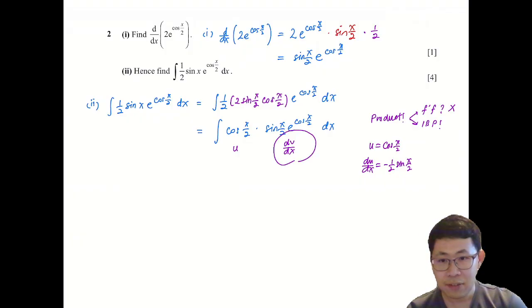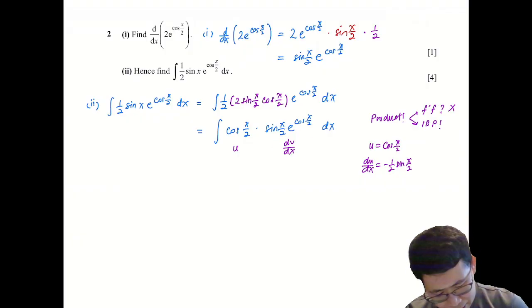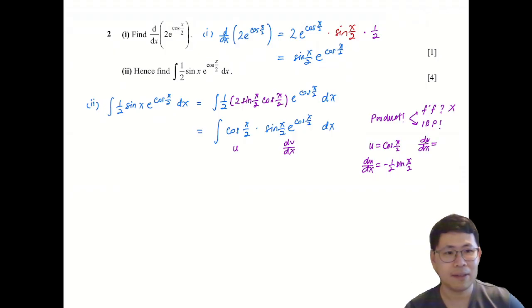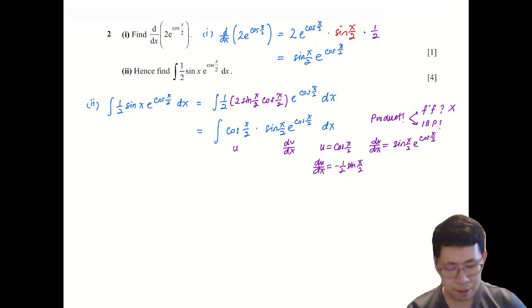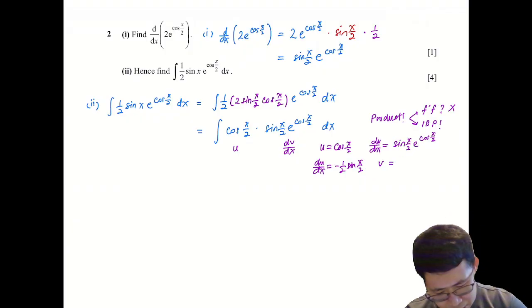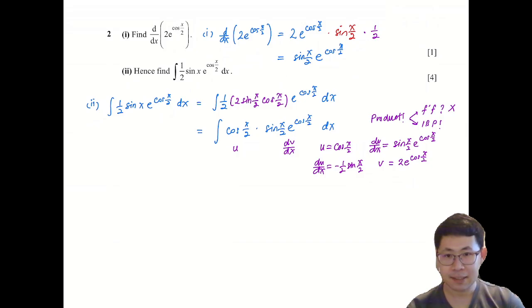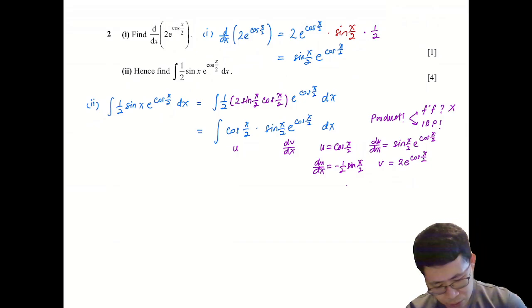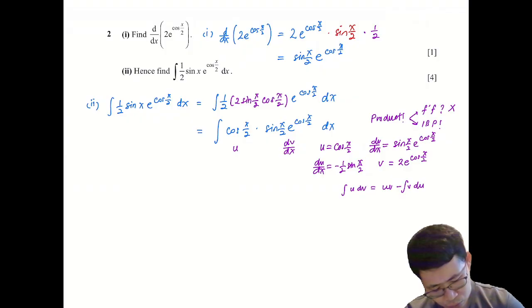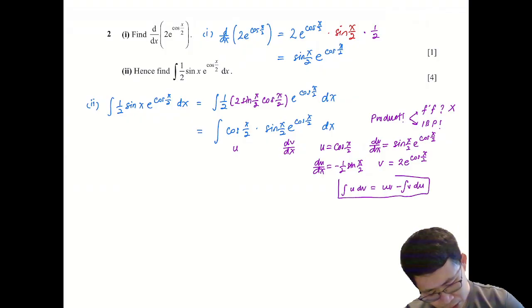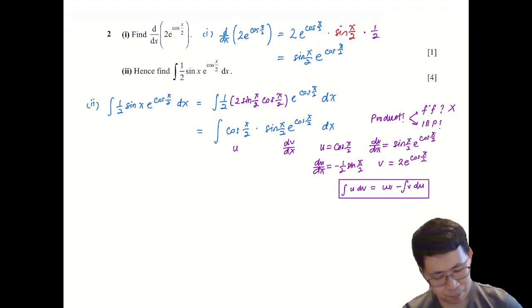Then dv dx over here would be, let me adjust more space. Integrating this will give us our 2 e cosine of x over 2. Something like this. And the formula to integrate by parts, integral of u dv, would be uv minus integral of v du. So this is the formula to integrate by parts.